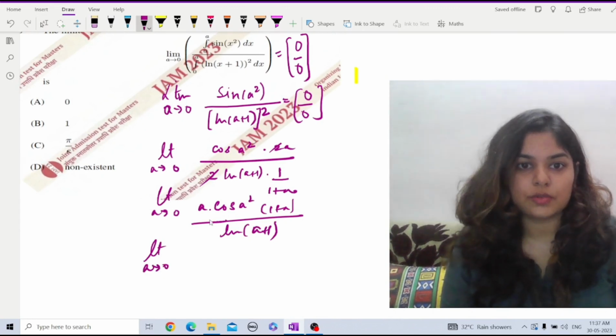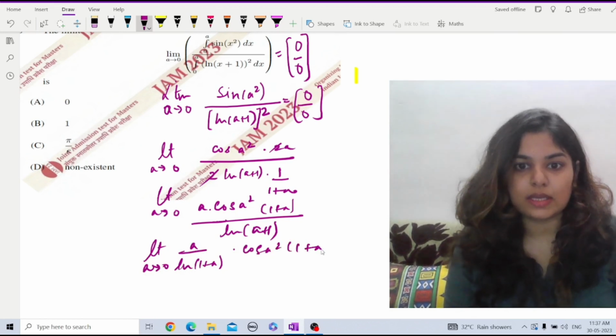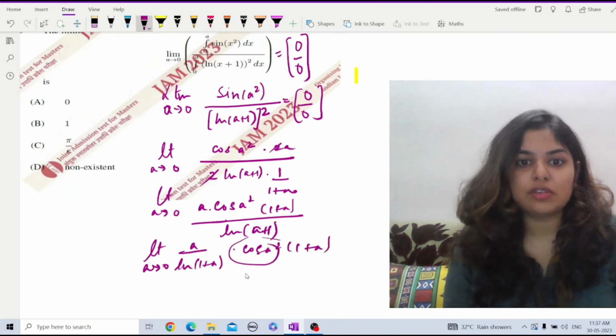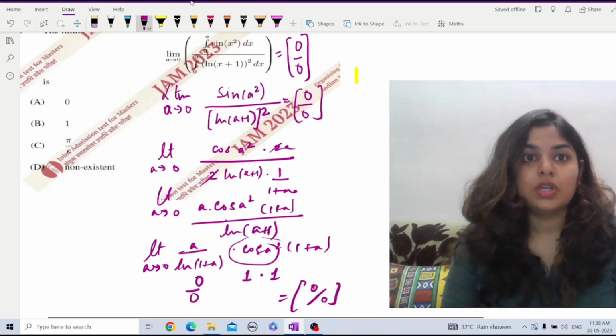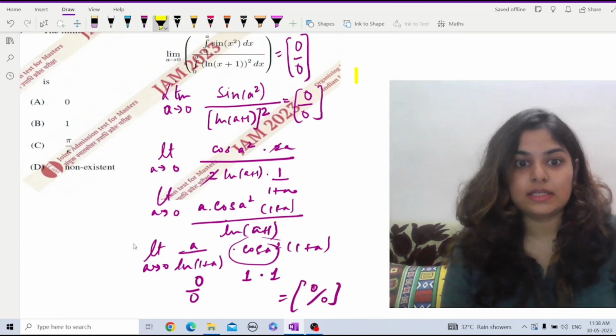First let us just put it like this, that is a by ln of 1 plus a here into cos of a squared into 1 plus a. Now if you put a equal to 0 here, this is 1 into 1, but this is again 0 by 0, so that means we will get this also in the form of 0 by 0. So that means we have to again differentiate this.